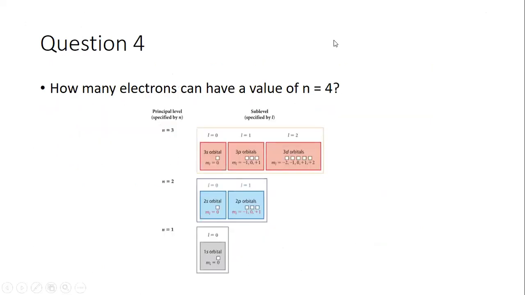So now our next question. For energy levels, I showed you how to figure out the number of electrons for energy levels 1, 2, and 3. How many electrons can have an energy level of 4 then? Try and figure out that information. I'll give people a minute or two to see if you can figure out how many electrons for n equals 4.